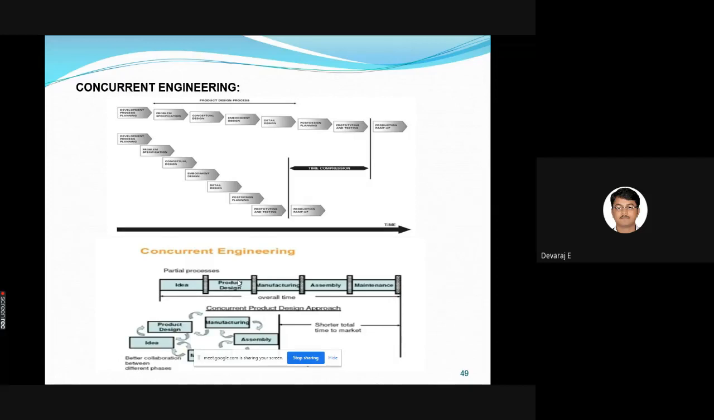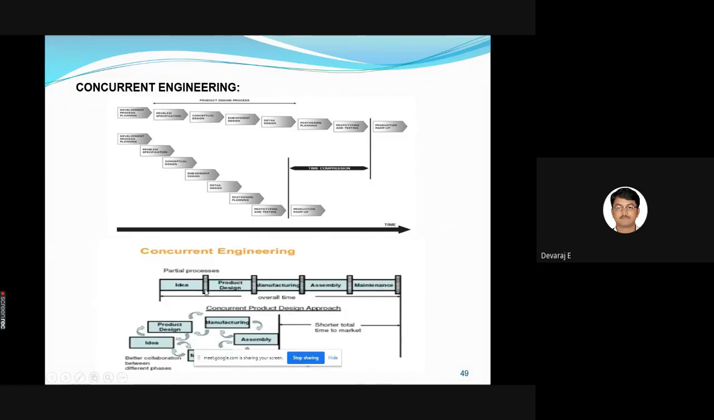Then after that, the product design engineer will send the final design to the manufacturing department. The manufacturing will do the manufacturing of each part. Then the assembly team will be there. All the parts will go to the assembly team. Then they will assemble, and then they will send the product to the market. If there is any maintenance, then they will do some maintenance.